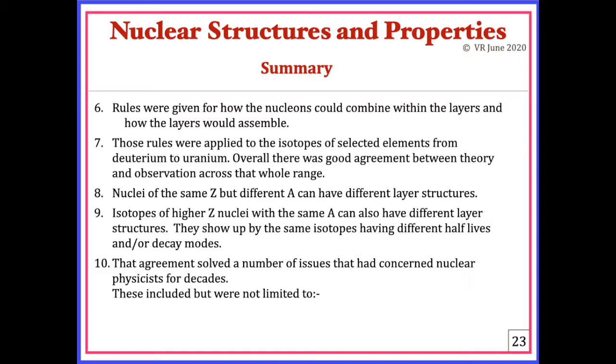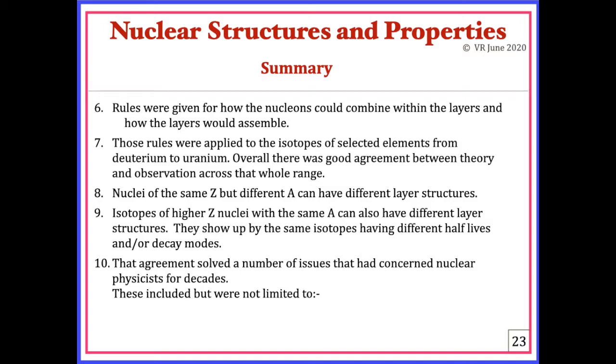Nuclei of the same Z but with different A can have different layer structures. Isotopes of higher Z nuclei with the same A can also have different layer structures. They show up by the same isotopes having different decay modes and/or half-lives. That agreement has solved a number of issues that have concerned nuclear physicists for some time.